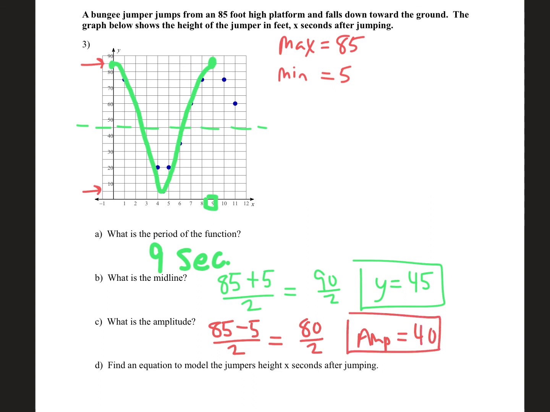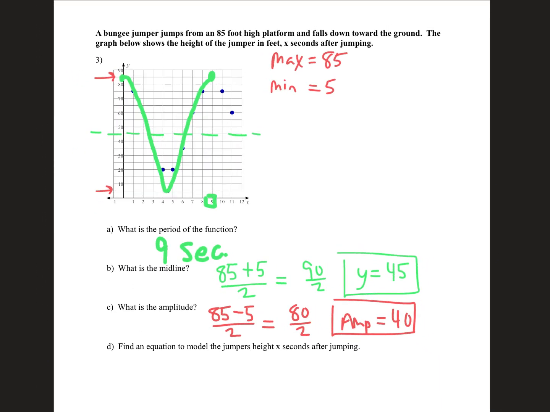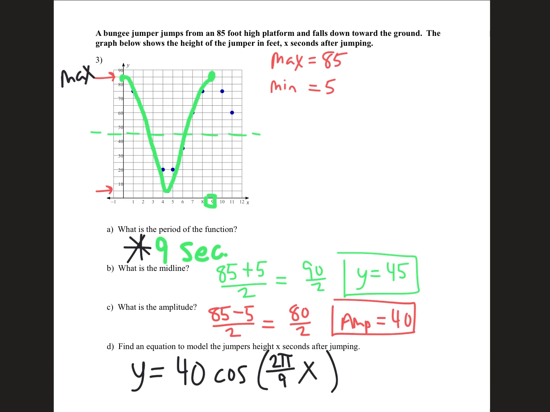Okay, now we should be able to piece all that stuff together and hopefully find an equation to model the height here. So what I'm thinking, this one starting out at its maximum, that's what cosine curves do. So this is going to be a cosine graph. Okay, and we have an amplitude of 40, cosine of something. Now the period was 9, so the b value in the equation needs to be 2 pi over that. And then we need our x in there. And then to get the midline shifted up 45, we need to have that vertical shift of a plus 45 at the end. And that should get us the equation. All right.